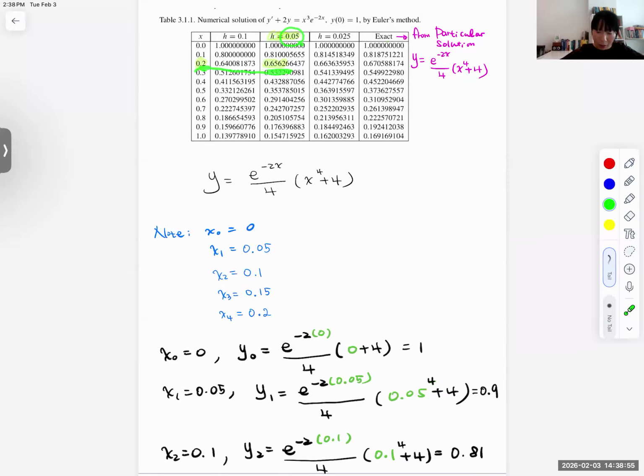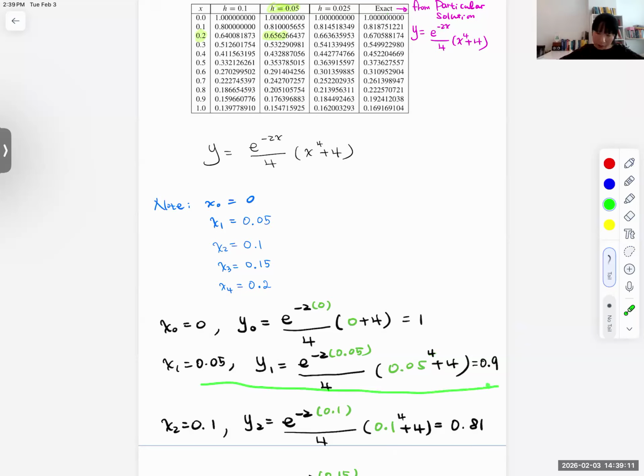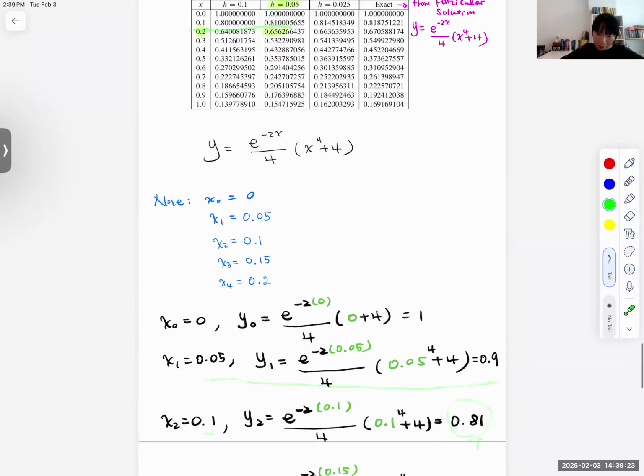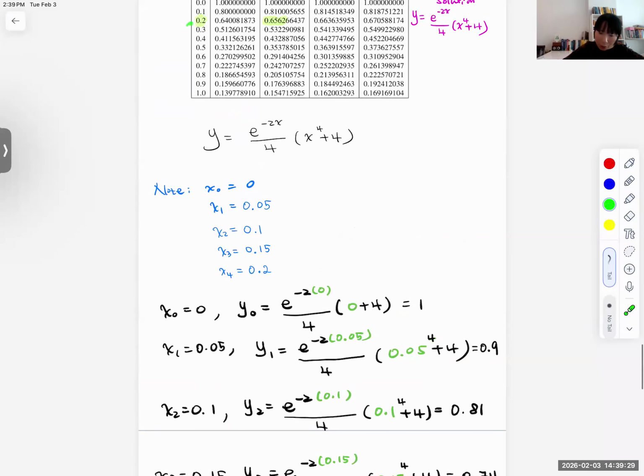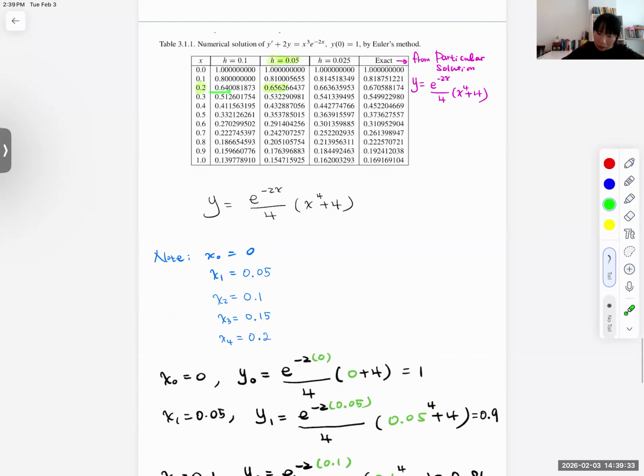Okay, let's compare only that. We have 0.05, which is 0.9, and 0.1, which is 0.81. And then 0.15, we don't have that. So 0.2 gives 0.67. This is the exact solution from this one. So it's not much difference, very similar, right?